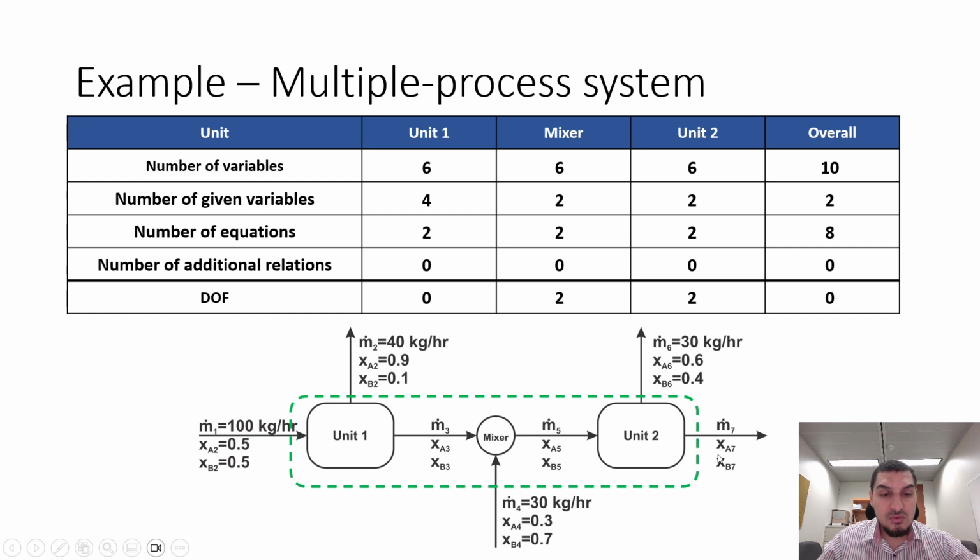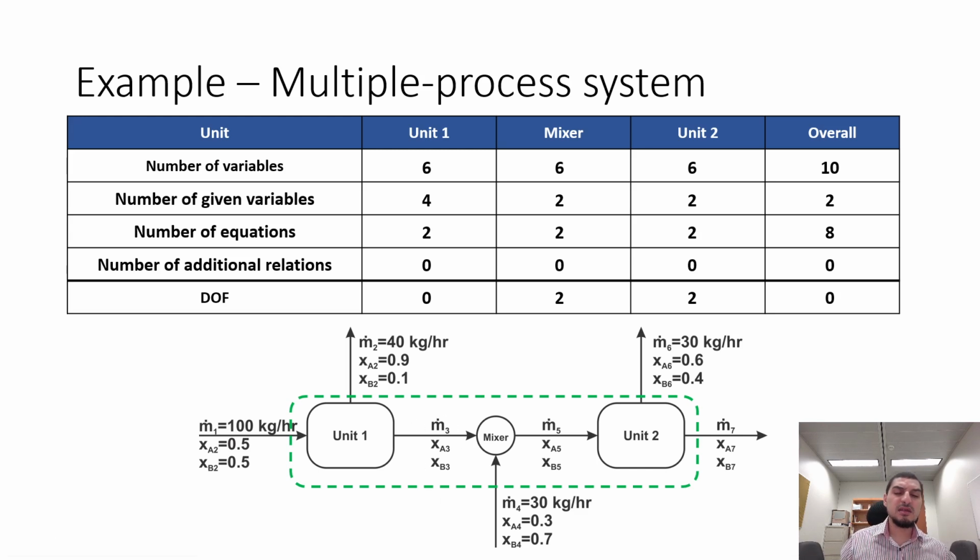So if I start with the overall loop, the only variables that I don't know are the variables in stream 7. So if I calculate the variables in stream 7, these are two pieces of information that are given to unit 2, which makes the degrees of freedom of unit 2 0. So unit 2 is solvable. So I can solve unit 2 to calculate stream 5 variables. So stream 5 is two extra pieces of information that are given to the mixer. So I can solve the mixer to calculate the components in stream 3.